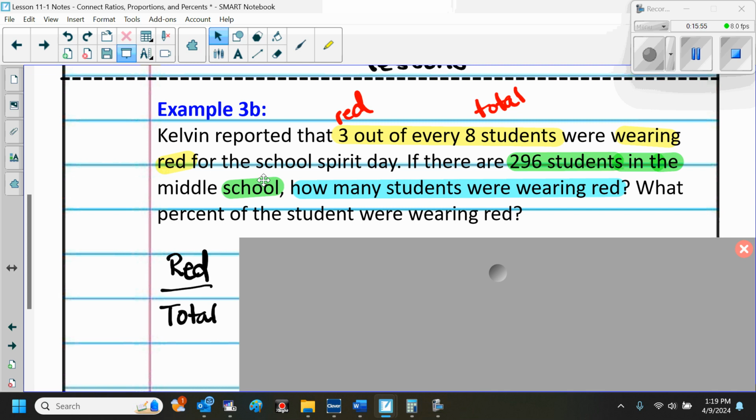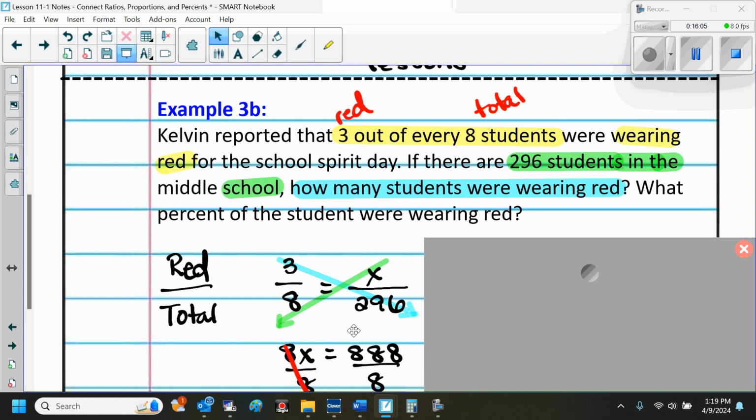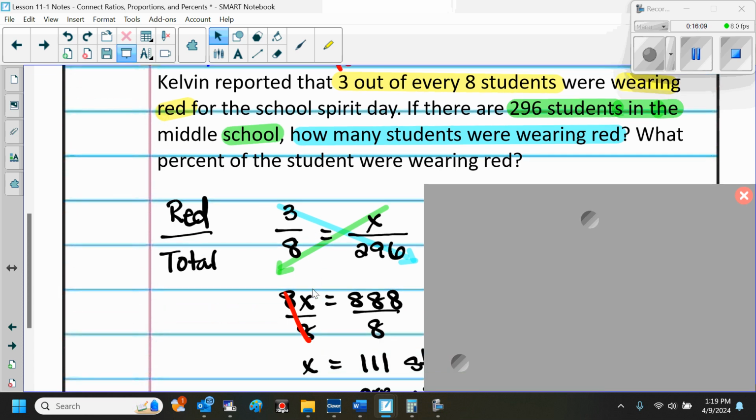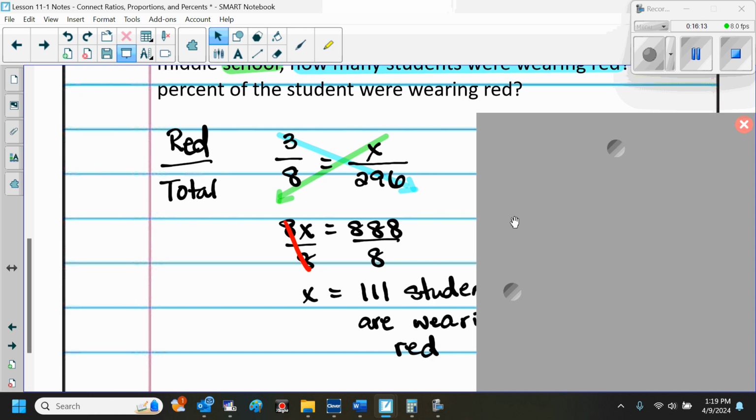Now, it says there are 296 students at the school. So is that going to go in the top or the bottom? That's going to go in the bottom. So 3 out of 8, there's 3 out of 8. And here is the rest of the proportion. And of course, we're using cross multiplication to solve it. So here, we cross multiplied. We got 111 students are wearing red. Is everybody clear with that? So 111 students are wearing red.